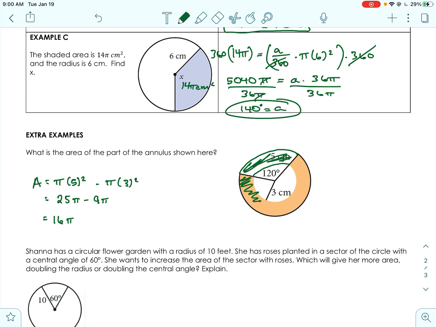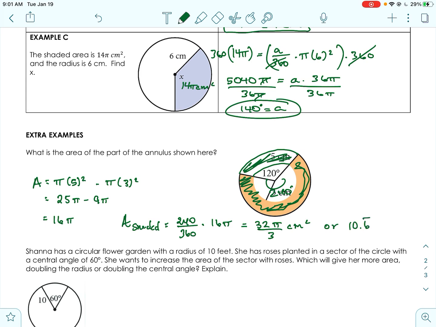Now, if we want to find the area of just this shaded region, that's a piece of this annulus. To find that piece, we take 360 minus 120. That tells us that this central angle is 240 degrees. So to find the area shaded, we have 240 over 360 times 16 pi. We can write that answer two ways. We can get 32 pi over 3 centimeters squared, or you could write it as 10.6 repeating times pi centimeters squared.